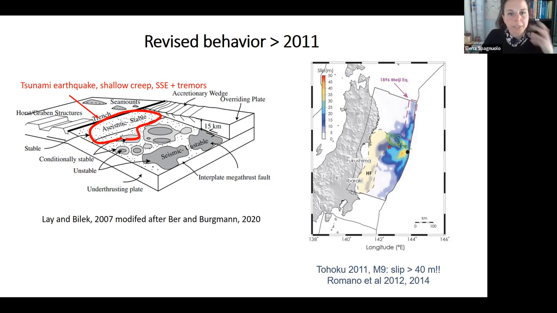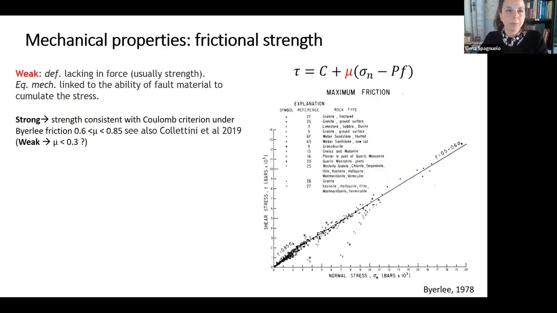So what is happening here? How can we justify this kind of behavior? Maybe it's worth starting again from the definition. And here we are: the definition of weak and strong. The mechanical properties can be divided, in fact, into frictional strength and frictional stability.